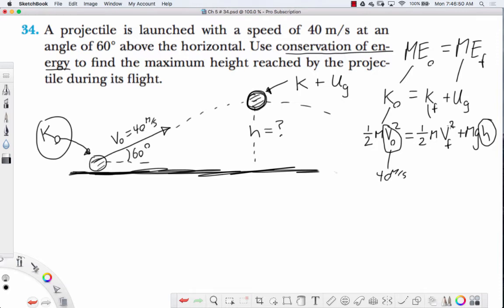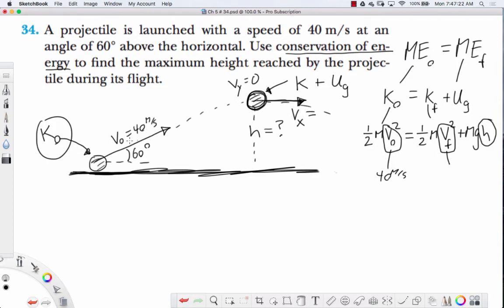What is v final at the maximum height? Is it 0? Is the object stopped up here? No, but what do we know about its velocity at the highest point? The velocity at the highest point is only what? X. The projectile is going to have a velocity, but it's going to be in the x direction. In other words, Vy is 0. Okay? So do we know what this Vx is?